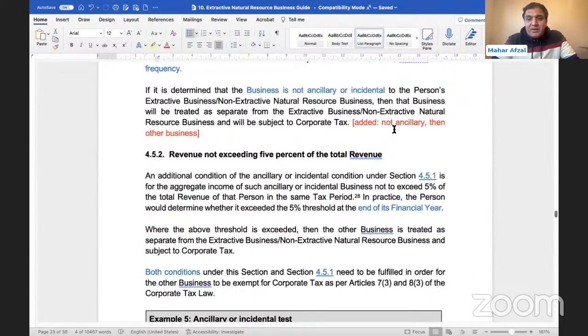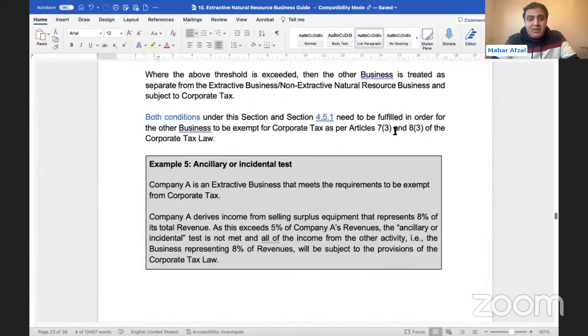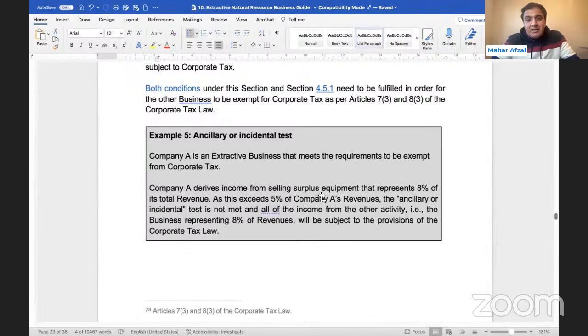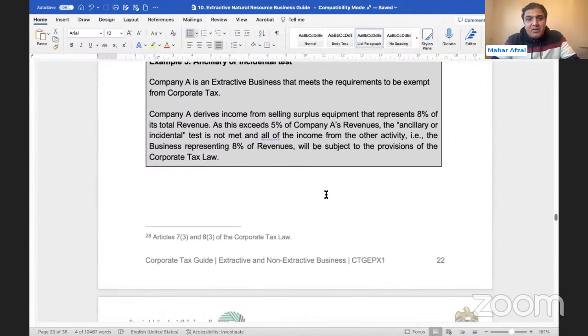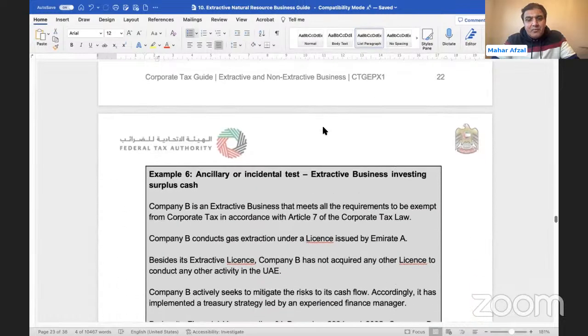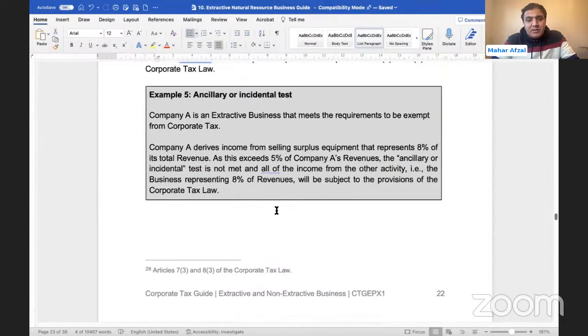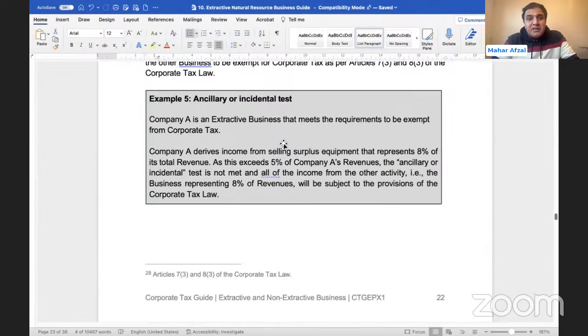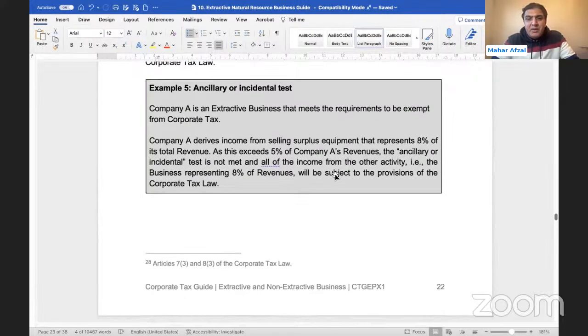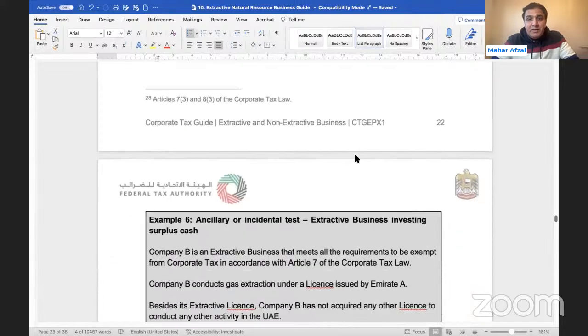If the activity is not an ancillary activity, they have given an example here as well. The company is giving consulting services along with the... okay, this is the next one, I think. So this example is basically ancillary incidental. In this situation, the company is selling surplus equipment. The revenue from selling the surplus equipment represents 8% of the total revenue. If revenue is more than 5%, then it will be assumed the company is involved in the other business as well.